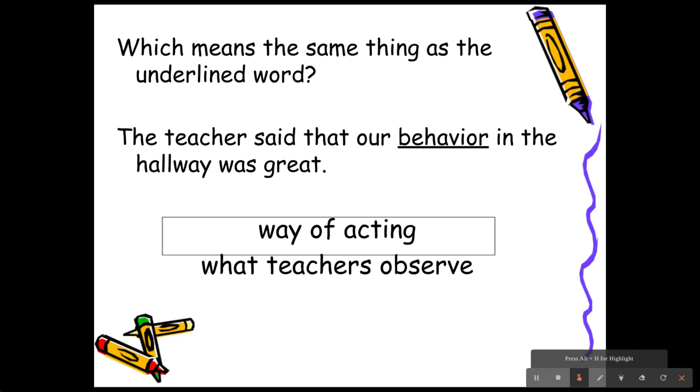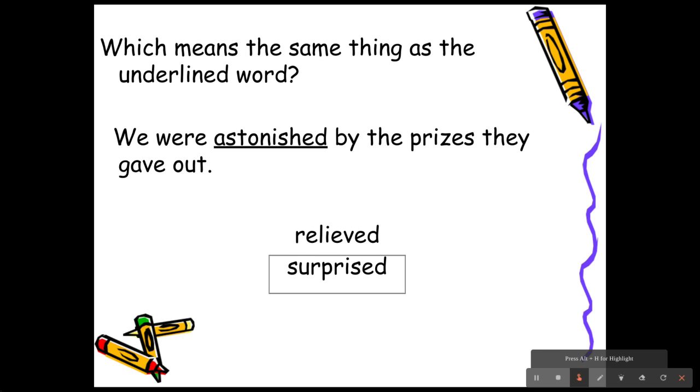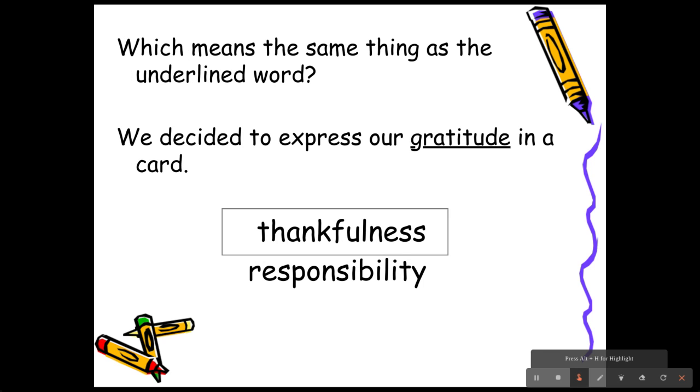What means the same thing as the underlined word? The teacher said that our behavior in the hallway was great. If you remember, behavior is a way of acting. Our family considers this to be a sacred book. The word holy is another way to say sacred. We were astonished by the prizes they give out. Another way to say astonished would be surprised. We decided to express our gratitude in a card. Another way to say gratitude is thankfulness.